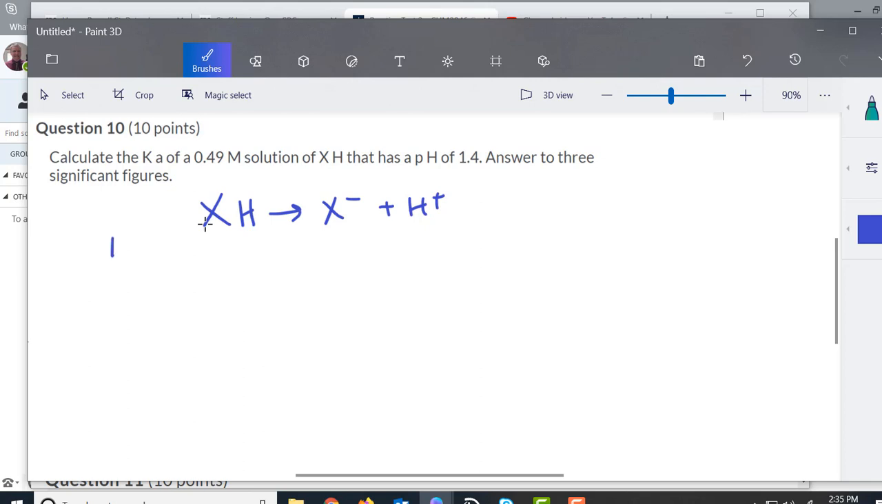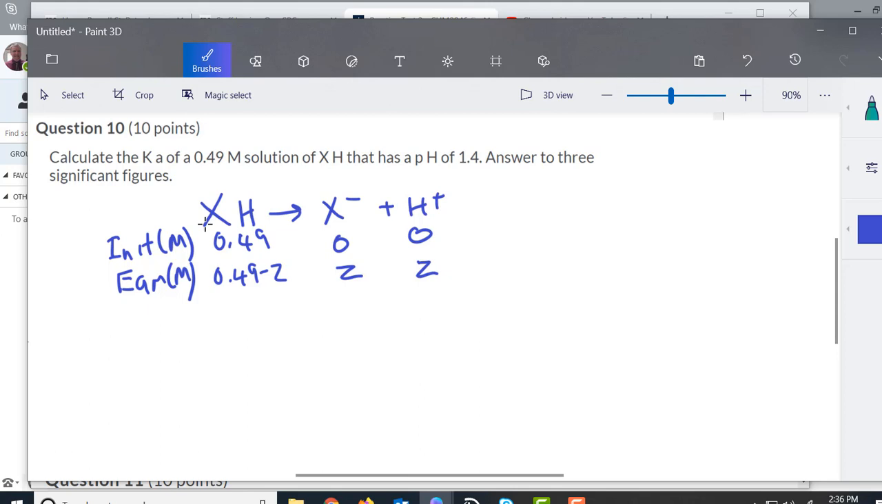Okay, so we've got initial molar. We have equilibrium molar here. The XH, that's 0.49. And this will be 0 and this will be 0. And then after equilibrium, some of it will dissociate, so become 0.49 minus Z, and that's going to be Z, and that's going to be Z there as well.